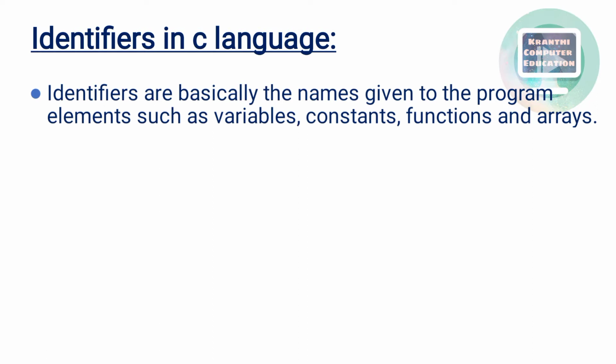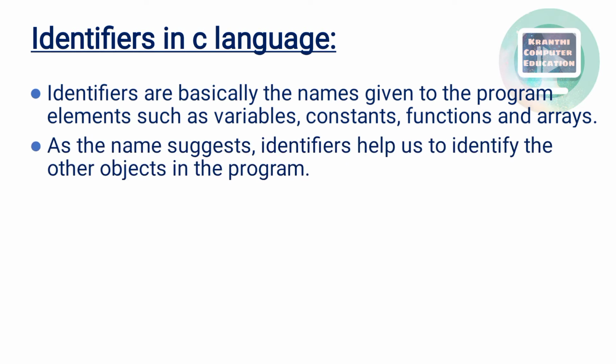Identifiers are basically the names given to the program elements such as variables, constants, functions and arrays. So, when you are writing a C program, if you want to create any variables, constants, functions, or arrays, you need to provide some names for these program elements. Naming these program elements is called identifiers.